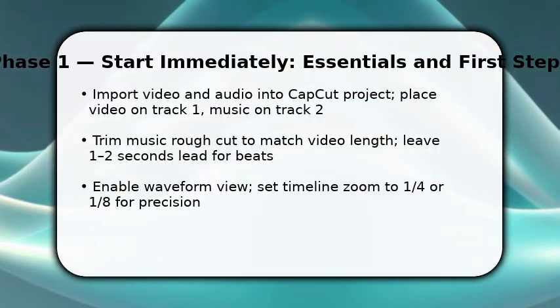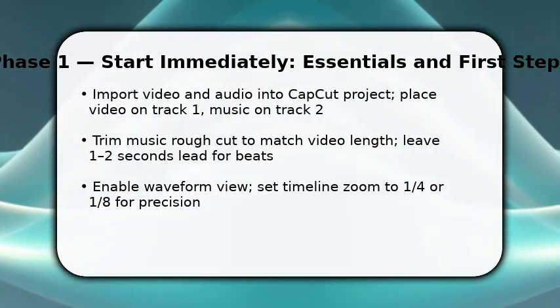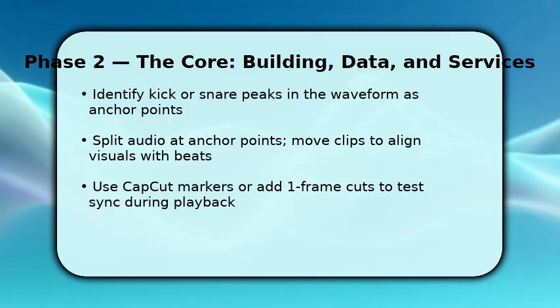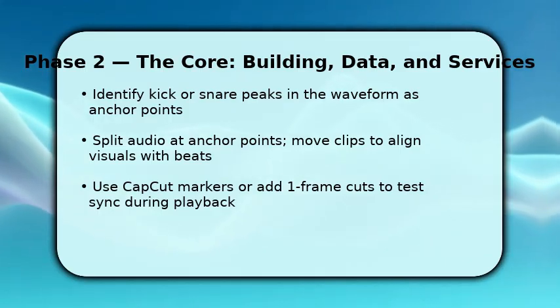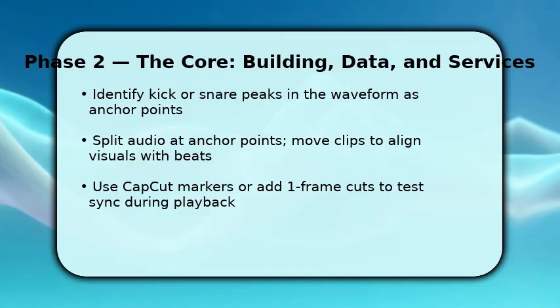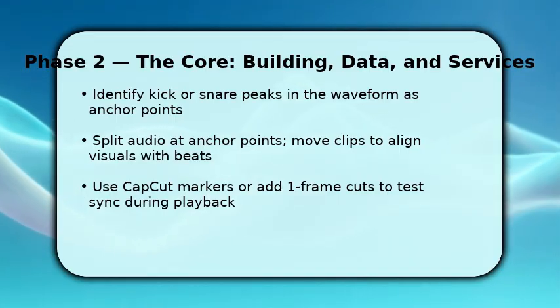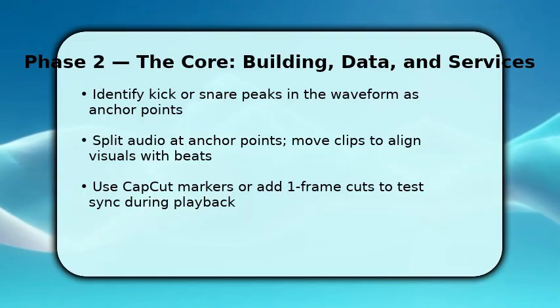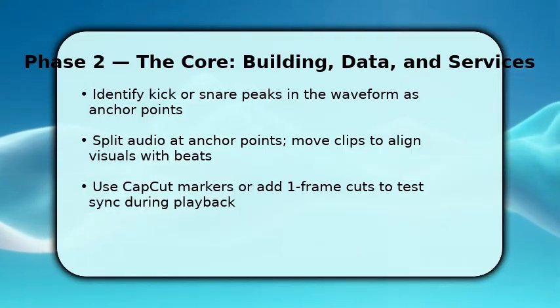Now you focus on matching visual actions to musical beats. First, scrub the audio and find strong peaks. Kick or snare hits work best as anchor points. Place a marker there, then locate the corresponding visual action and nudge the clip so that the action starts on the beat. Once aligned, split the audio into sections to adjust tempo-based offsets. This lets you shift segments without losing earlier sync.